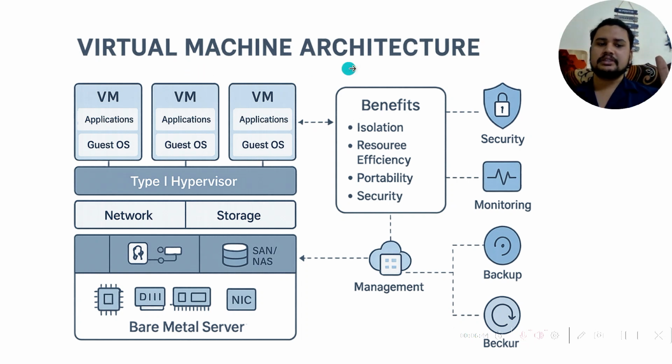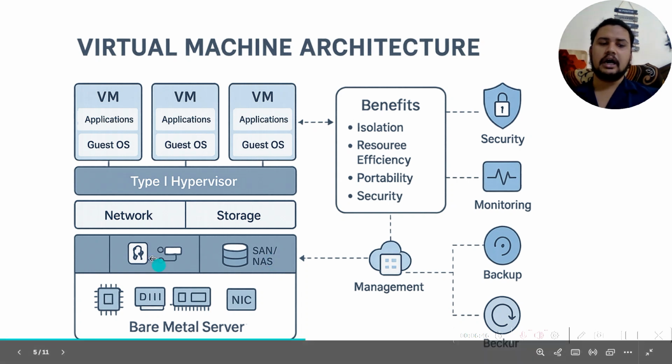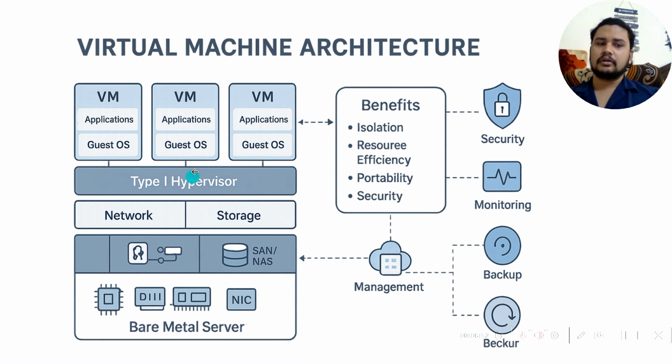This is the virtual machine architecture. There is hardware where the memory, network, and storage are. On top of it, there is a hypervisor. On top of the hypervisor, we are running different types of operating systems. It gives us benefits like isolation, resource efficiency, portability, and security.